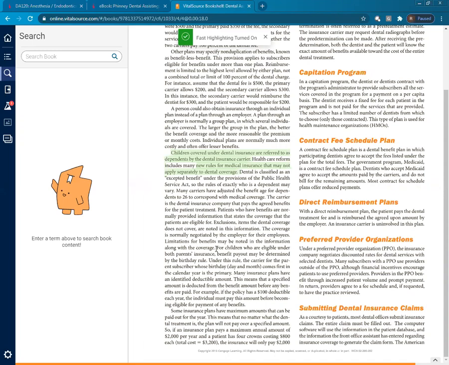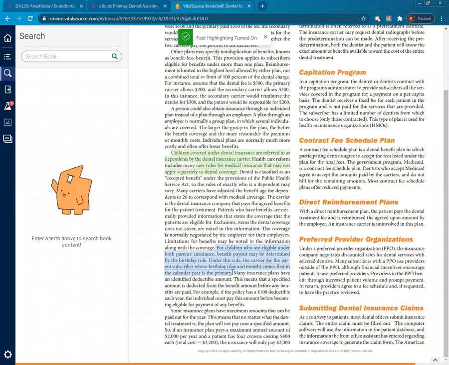All right. For children who are eligible under both parents' insurance, benefit payout may be determined by the birthday rule. Under this rule, the carrier for the parent subscriber whose birthday, day and month, come first in the calendar year is the primary for the child.